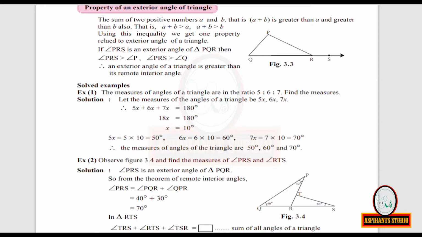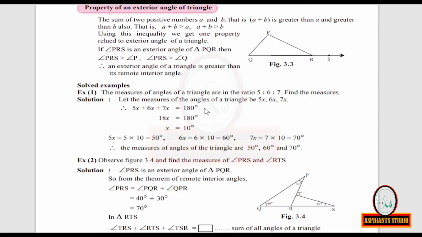Therefore, the measures of the angles of the triangle are 5x, 6x and 7x. Now you all know the property. Sum of the measures of the angles in a triangle is 180 degrees. So here you get 5x plus 6x plus 7x is equal to 180 degrees. 5x plus 6x plus 7x is equal to 18x. So 18x is equal to 180 degrees.